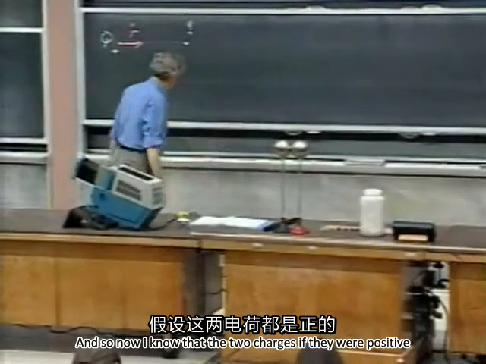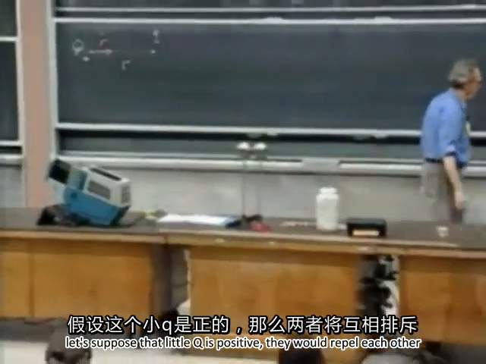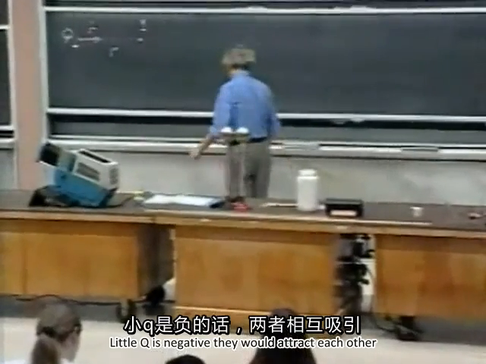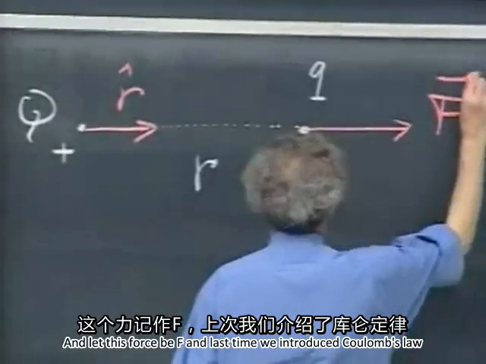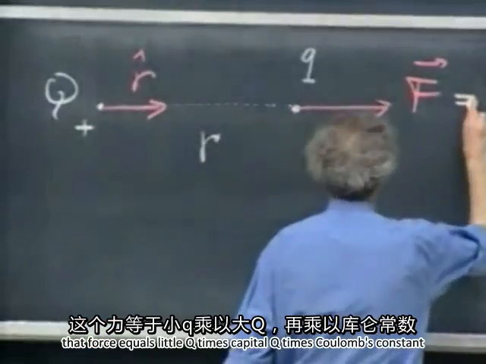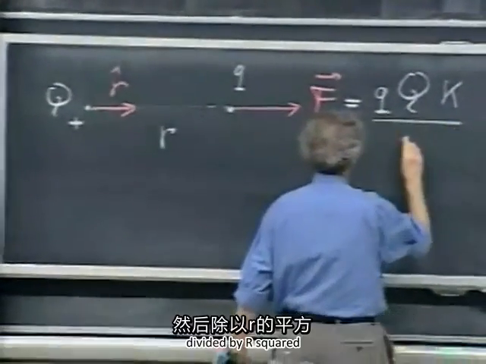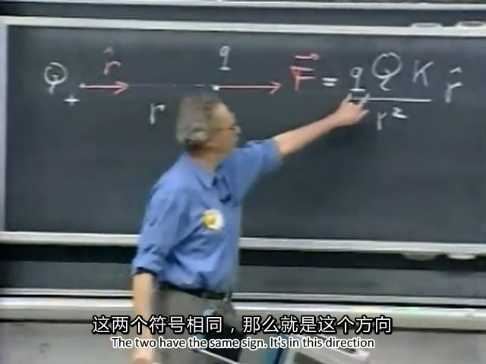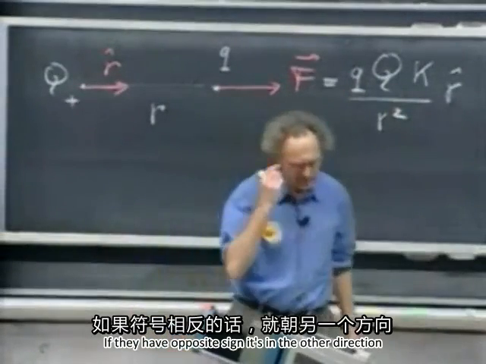And so now I know that the two charges, if they were positive, let's suppose that little q is positive, they would repel each other. If little q is negative, they would attract each other. And let this force be F. And last time we introduced Coulomb's law. That force equals little q times capital Q times Coulomb's constant divided by r squared in the direction of our roof. If the two have the same sign, it's in this direction. If they have opposite sign, it's in the other direction.